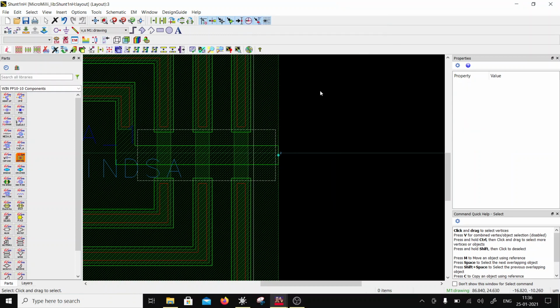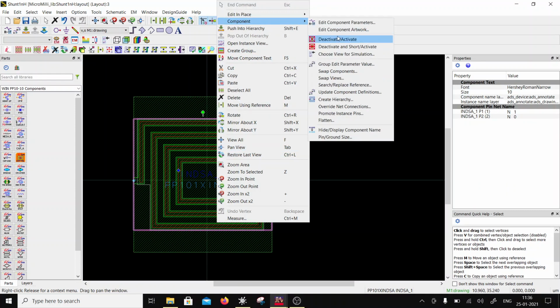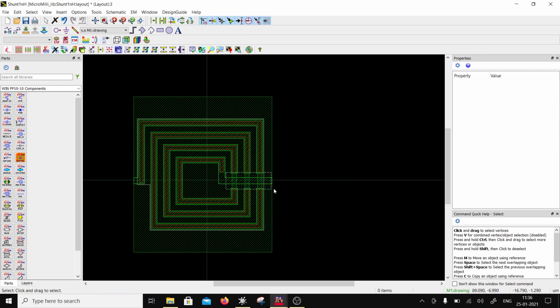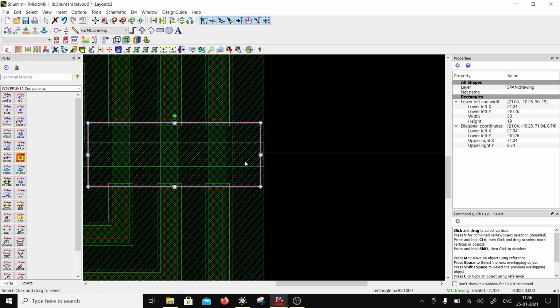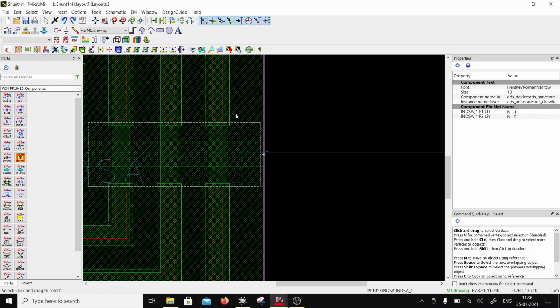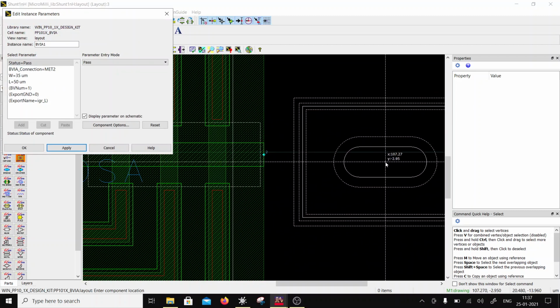Right click the component and say flatten. Okay, one level of hierarchy. So if you see this one, this is metal 1, right? So I need to put a via to go down. So I will take a back via. So that's a back via.